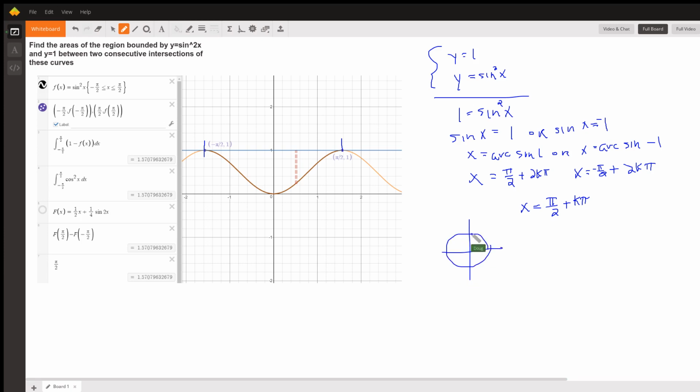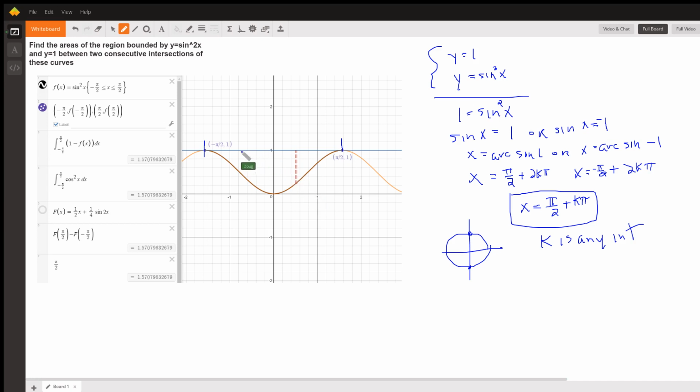Here's where the sine equals 1, and go around as many times as you want. Here's where the sine equals negative 1. And we could collapse that into these. And of course, this is where k is any integer. So we could let k equal negative 1, and that's where we get negative pi over 2, pi over 2. Those are consecutive points of intersection.